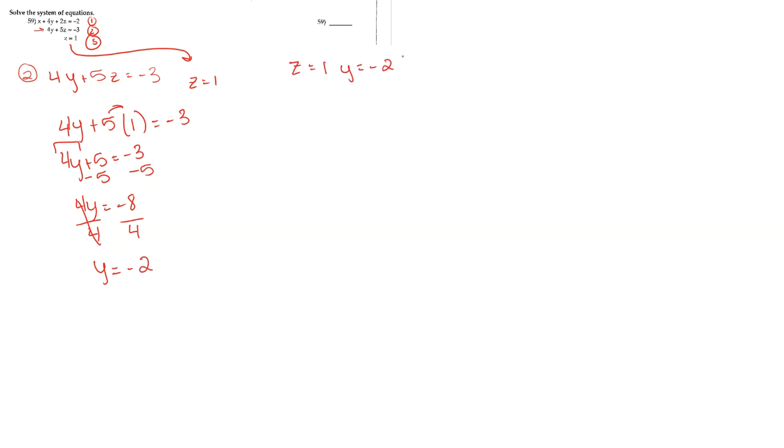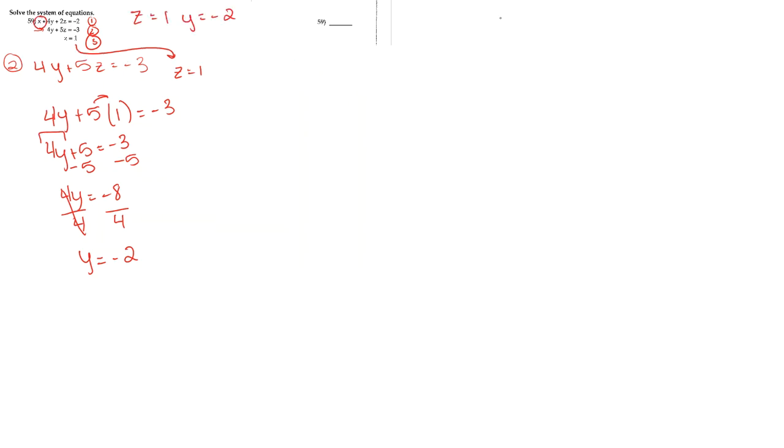So since we have two variables now, we want to solve for our last unknown, which, looking back at our equations, is x. And looking at that, we can see that our last unknown is present in equation 1. So let's go ahead and plug in our knowns. So we have x plus 4 times our known y, which is -2, plus 2 times z, which is 1, is equal to -2. So let's multiply these to get rid of the parentheses, which will leave us with x minus 8 plus 2 is equal to -2.